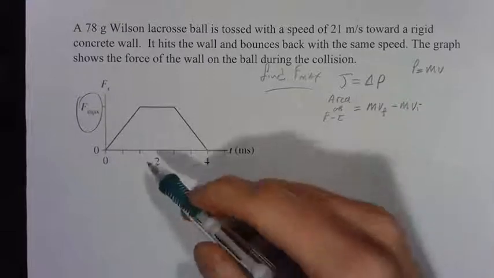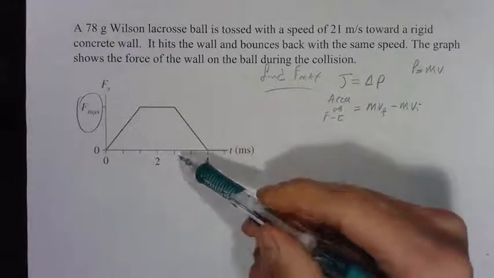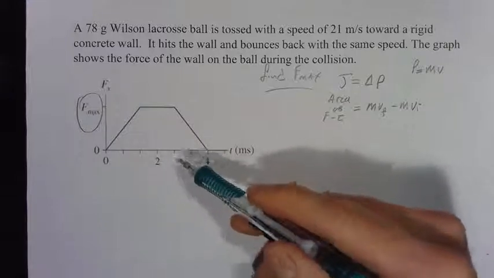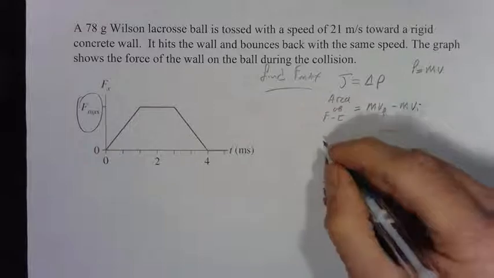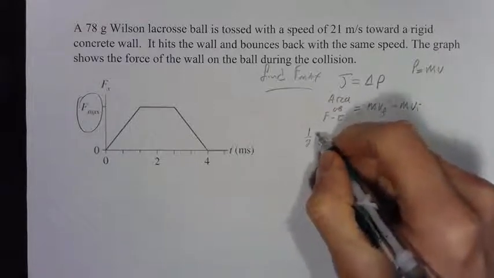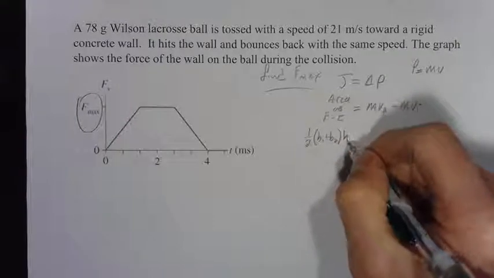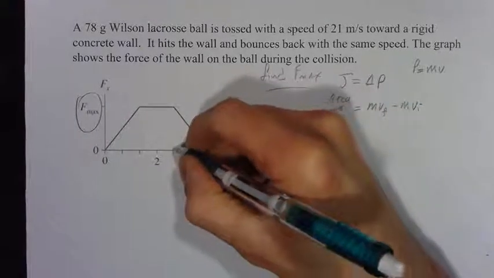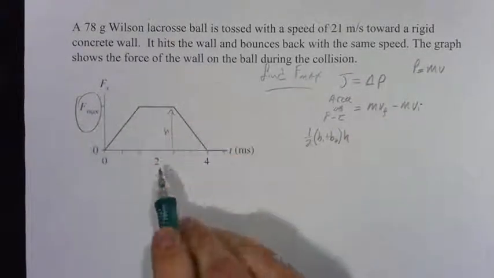Well, this area here, it's a trapezoid. There's a couple ways you could do it. It's a pretty symmetrical trapezoid, but we're going to stick with just the equation for a trapezoid, which is 1/2 base 1 plus base 2 times height. So our height is here. That's the height. That's F max.